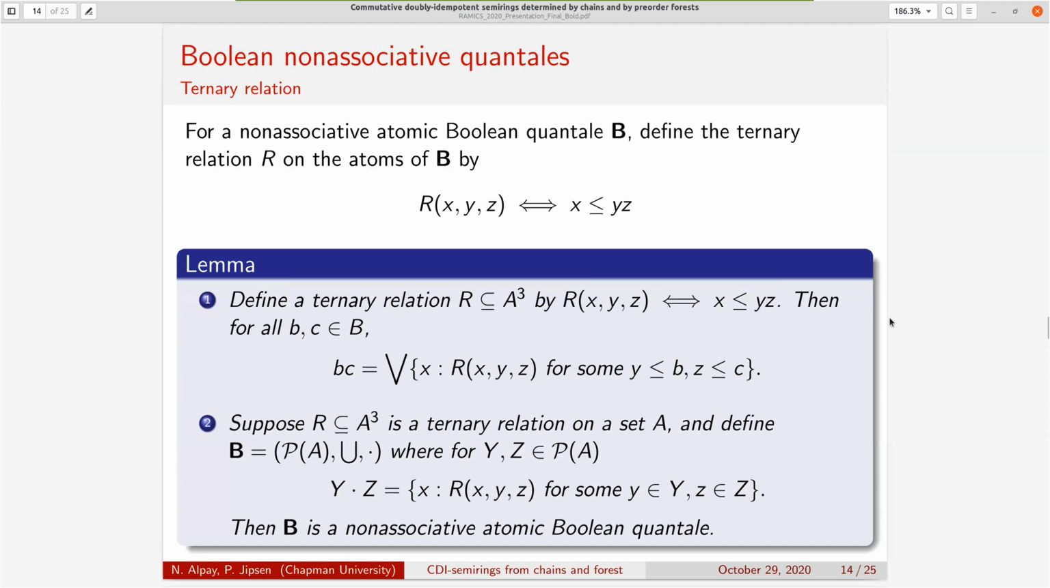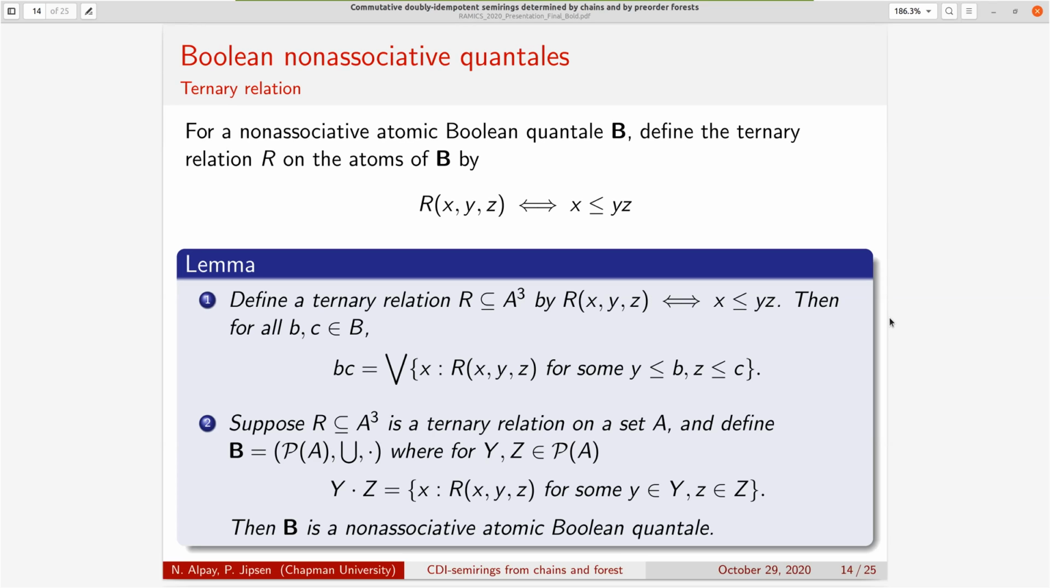So now for such atomic Boolean quantales, non-associative Boolean quantales, we can define the ternary relation R on the set of atoms of B by R x y z if and only if x is less or equal to yz. Then we have the lemma. Using the same R defined on the set of atoms, we should note that we use x as our output variable, which should be determined by y and z. Then for all B and C in B, B times C would be the join of x such that R x y z holds for some atom y less or equal to B and z less or equal to C.